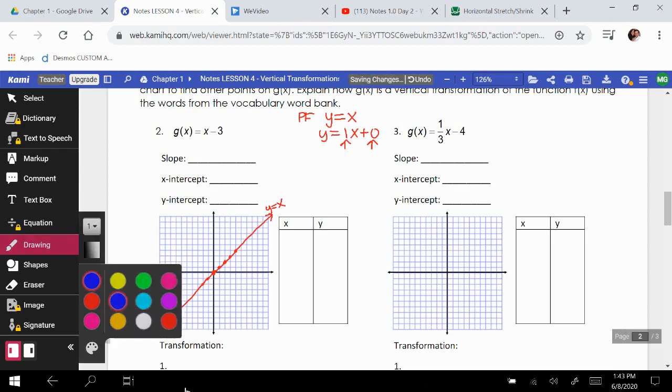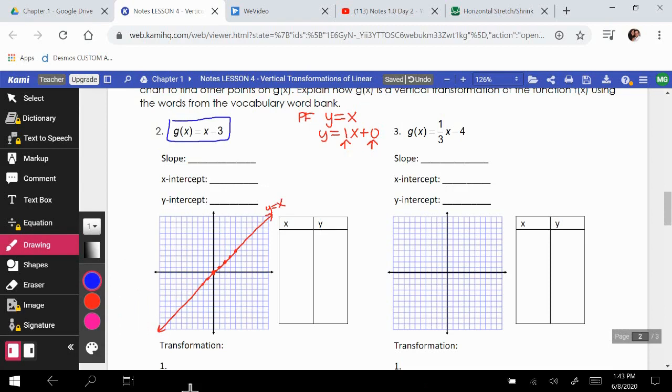What we want to do now is compare g of x to that function. Just looking at that right now, because I see that -3 tacked on to the end, I'm already thinking, ooh, down 3. But let's go ahead and graph it first before we label the transformation that's happening.